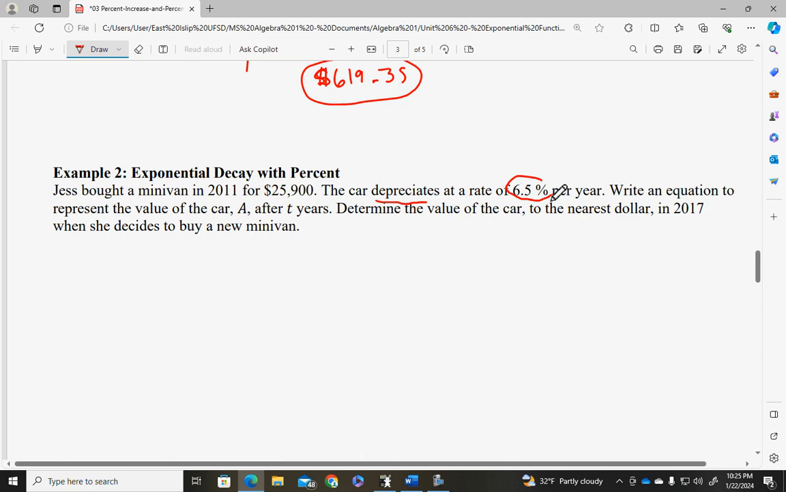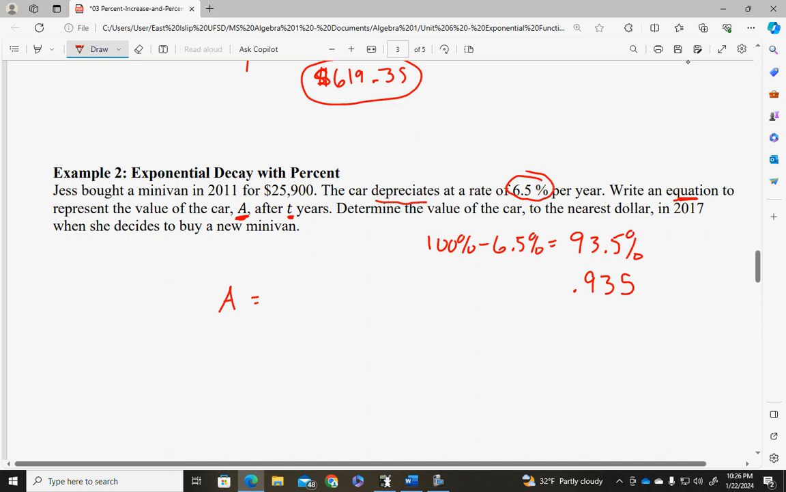So let's write our 100% minus 6.5% to get 93.5%. Change it to a decimal, 0.935. And then it says write an equation to represent the value of the car A. Let's make sure we use now the variables that they want us to after t years. So A is like the name of the function.